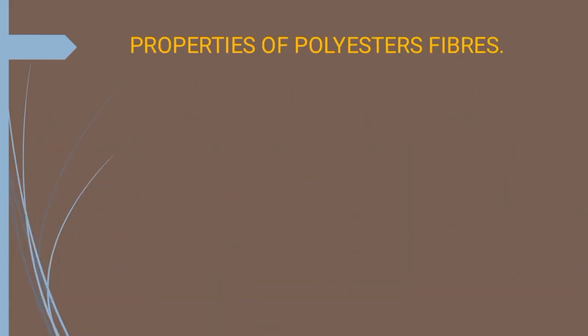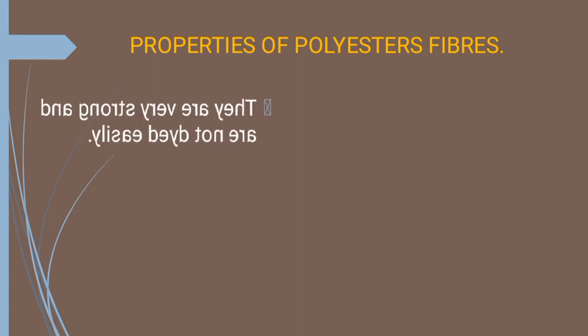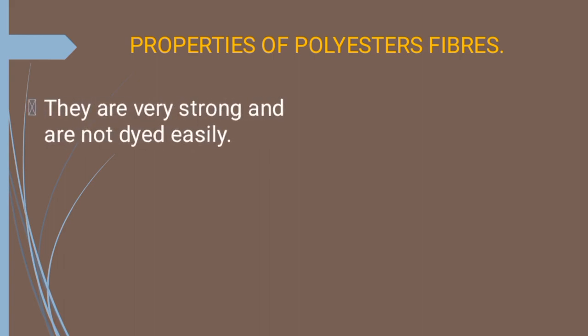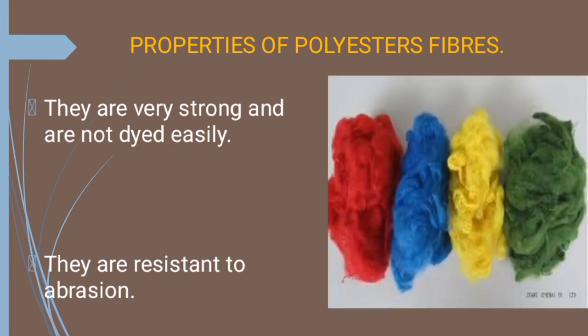Properties of polyester fibers. They are very strong and not dyed easily. They are resistant to abrasion, meaning they don't easily wear out. They last for a long time. This is an image of a polyester fiber. We say they are not dyed easily.